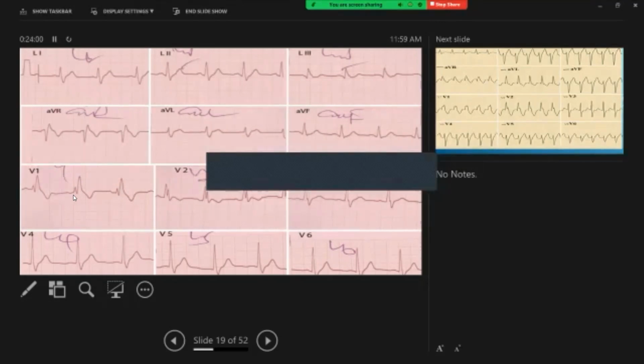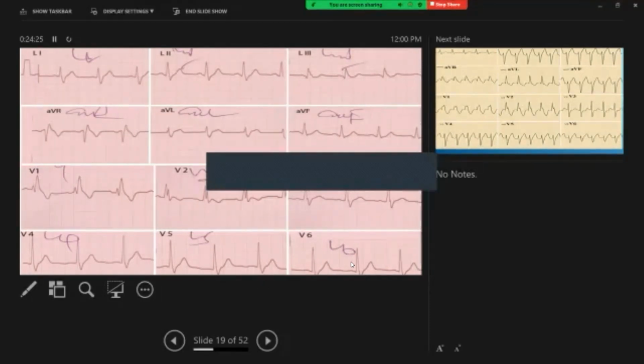The first R is termed as small r. The second R, followed by a S wave, then the second R is termed as capital R dash. So this is RSR dash morphology. This configuration is seen in right bundle branch block. To confirm the right bundle, next we have to analyze lead V6 and lead 1.